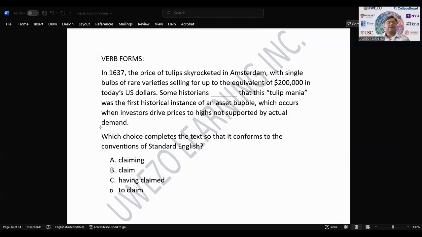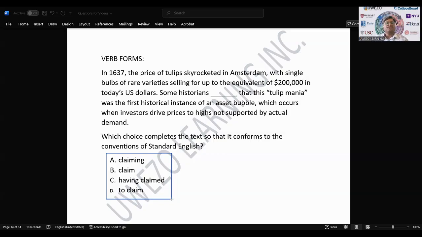Okay, let's have a look at this question that is asking about verb forms. This question has been taken from one of the College Board mocks. The question says: which choice completes the text so that it conforms to the conventions of standard English. The answer choices are all verbs: claiming, claim, having claimed, to claim. These are all verb forms, and that's the reason we know this question is testing verb forms. Let's look at the text.